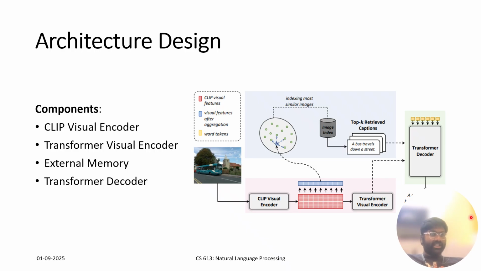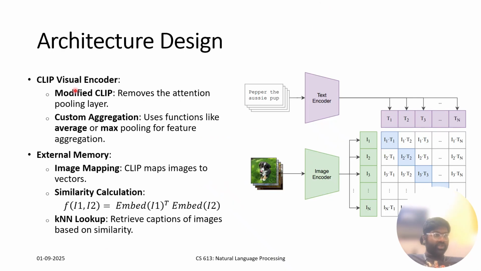The architecture integrates retrieving from the external database to improve the accuracy. The CLIP visual encoder is modified by removing the attention pooling layer and using custom pooling functions. An external memory maps images to vectors, and we also use the similarity calculation, embedding transpose embedding. We use kNN to look up and retrieve the captions based on the similarity.